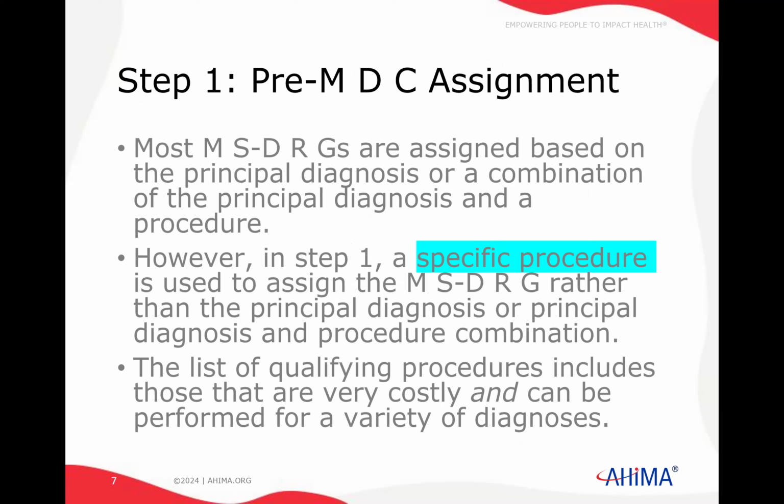Most MS-DRGs are assigned based on the principal diagnosis or combination of the principal diagnosis and a procedure. However, there are certain procedures that are used to assign the MS-DRG rather than the principal diagnosis or a combination of the principal diagnosis and the procedure. That's why you need to read the entire record carefully and apply it and use the grouper. The grouper takes a lot of the legwork out of this.